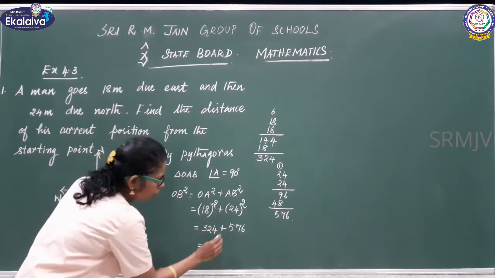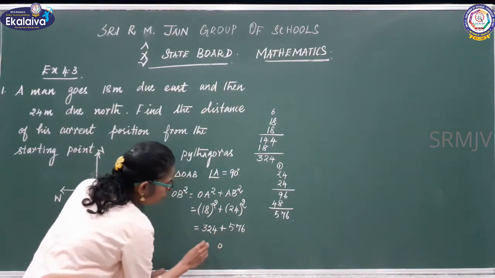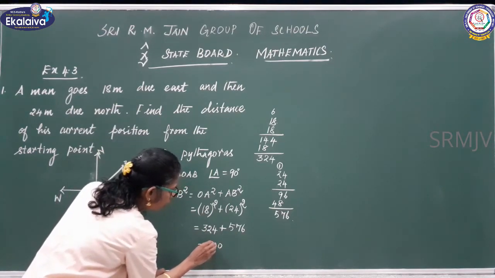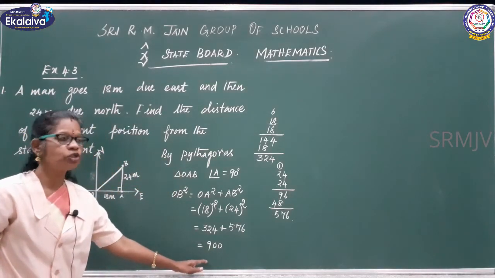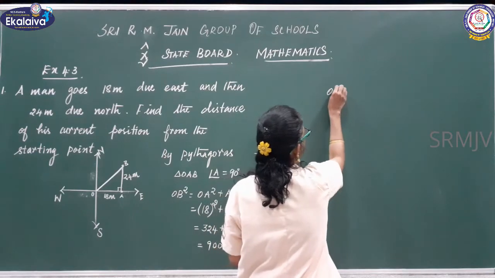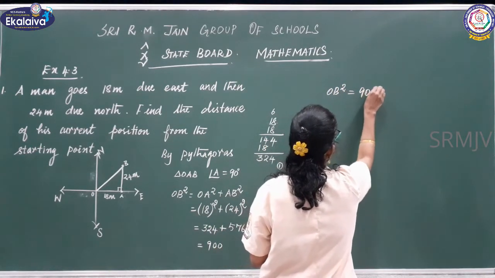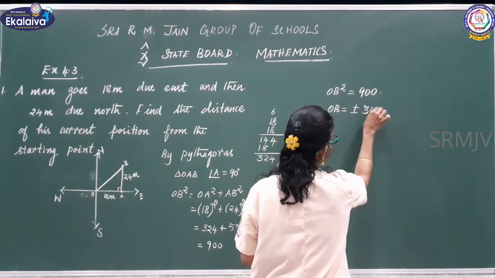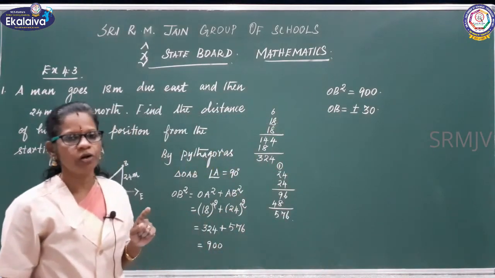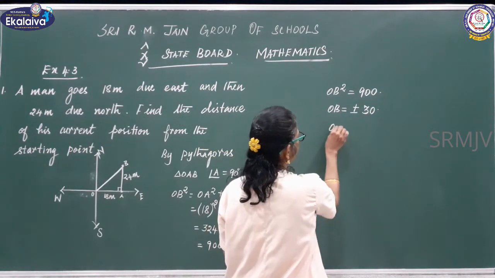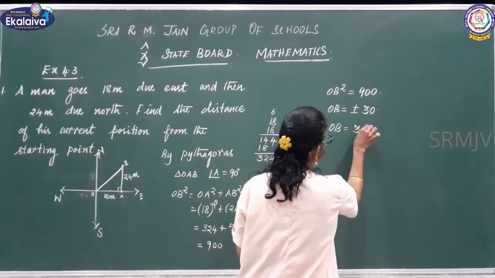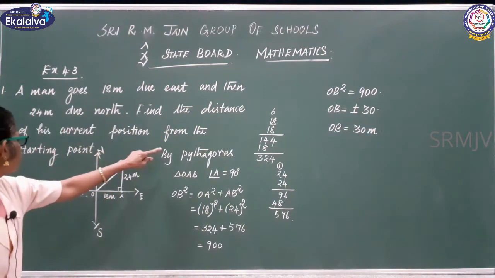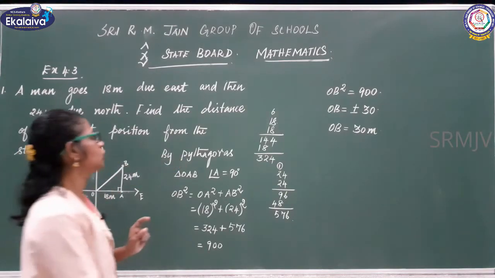When you add, what do you get? 0. Then 2 plus 7, 9. 9 plus 1, 10. Remaining 1, 900, right? OB square equals 900. What is OB? OB equals plus or minus 30. The distance cannot be negative. That means OB equals 30 meters. What they are asking, the distance of his current position from the starting point, is 30 meters, right?